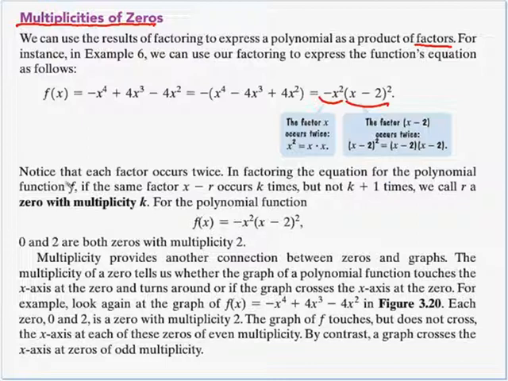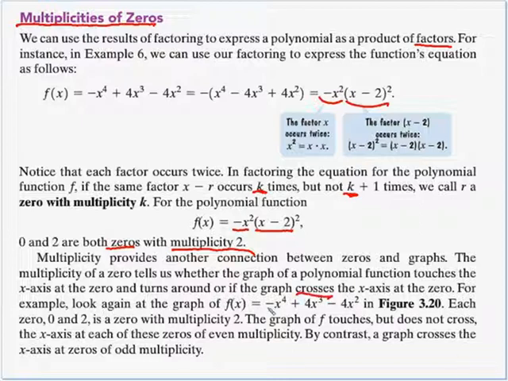In factoring the equation for the polynomial function f, if the factor x minus r occurs k times, but not k plus 1 times, we call r a 0 with multiplicity k. For the polynomial function f of x from the last example, 0 and 2 are both zeros of the function with multiplicity 2. Multiplicity provides another connection between the zeros and the graphs. The multiplicity of 0 tells us whether the graph of the polynomial function touches the x-axis at the 0 and turns around, or if the graph crosses the x-axis.